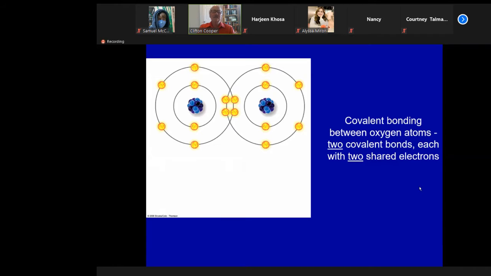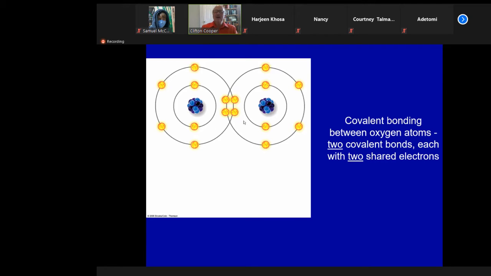Oxygen, same kind of thing happens, but it's more complicated. For 1 oxygen atom by itself, how many electrons are in its outer shell? 6. Oxygen is element number 8. 8 protons, so if it has 8 electrons, then we get a 2 plus 6 arrangement. It has 2 openings in the outer shell.